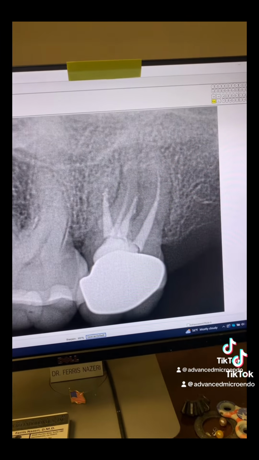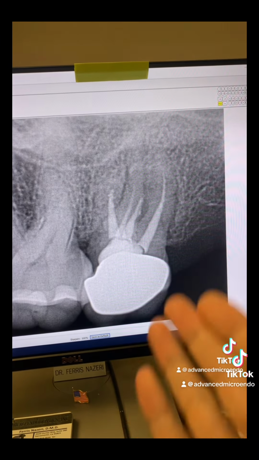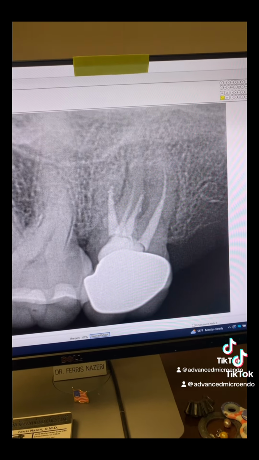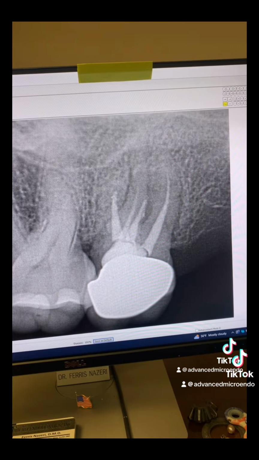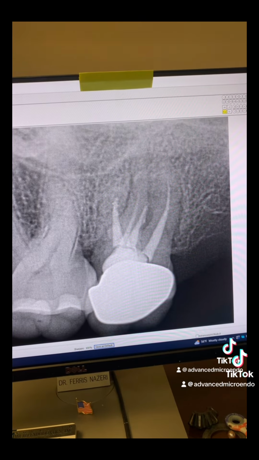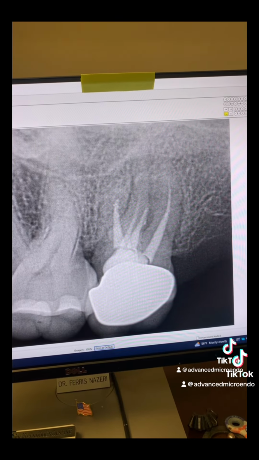So I discussed options with the patient. This tooth has a very guarded to poor prognosis. I let the patient know, and the decision was made. She's going to extract it.